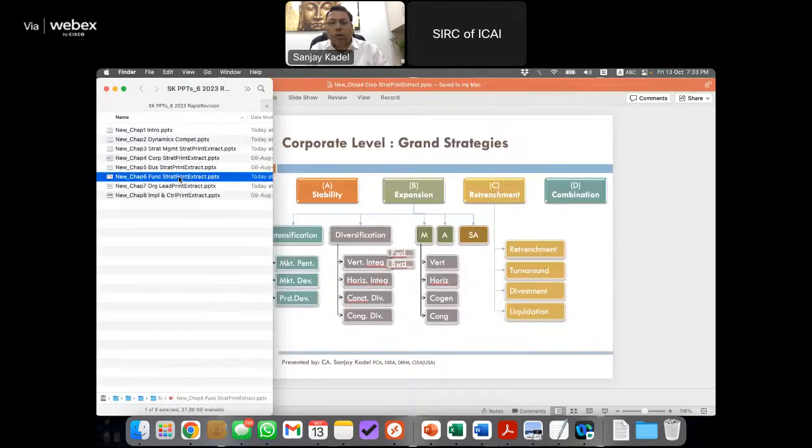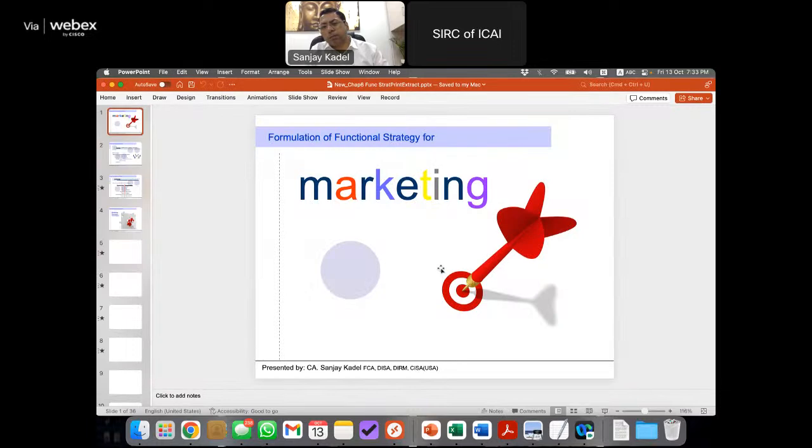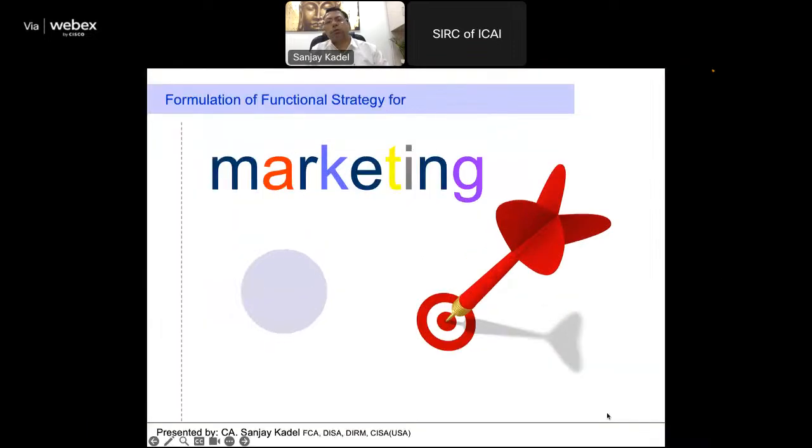Then you have chapter number 6. Chapter number 6 talks about functional strategies. So different functions are there. So each function will be taken up and discussed. But before I discuss different functions, let me clarify that it is only for the sake of syllabus that different functions are being picked up in this particular chapter.